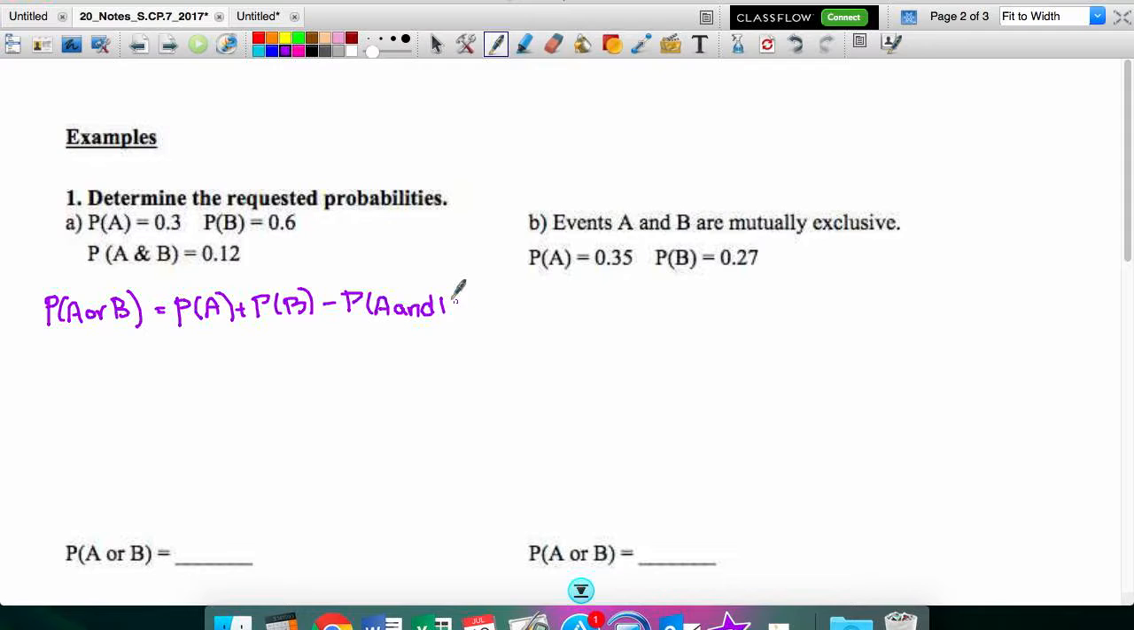Since we know the 3 pieces on the right, we'll go ahead and plug them in. The probability of A is 0.3, the probability of B is 0.6, and the probability of the intersection is 0.12. This will allow us to straight calculate the union probability, and if we do this, we will find that this probability is 0.78.